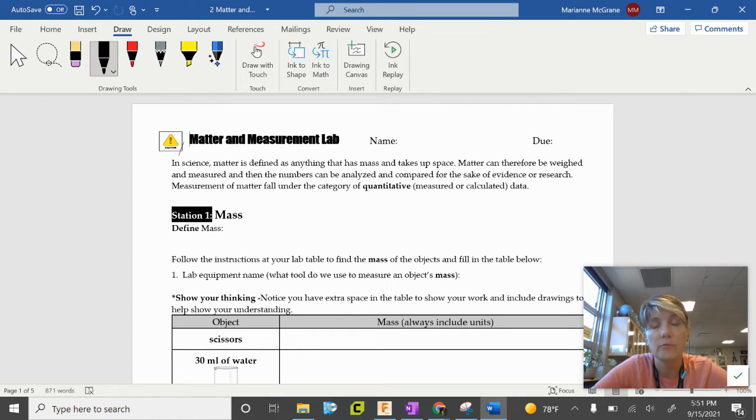So quantitative means with numbers, right? We're not going to do qualitative data gathering. We're going to do quantitative with numbers.